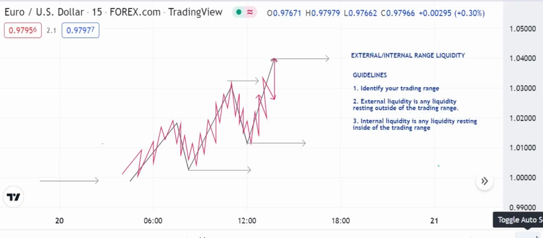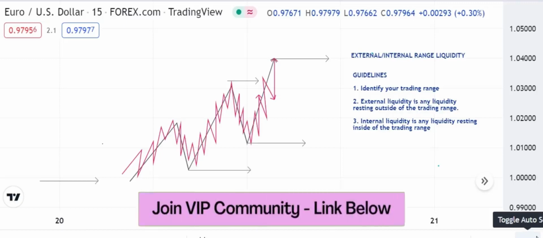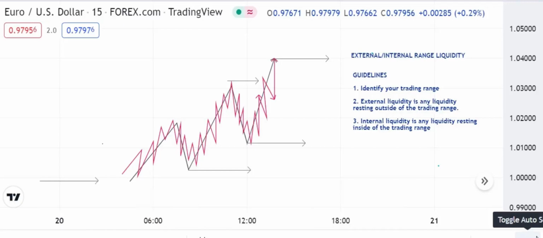Now, in today's video, we want to talk about external and internal range liquidity. Before you talk about external and internal range liquidity, I want you to understand that I'm going to give you 3 guidelines that you'll follow on how to correctly determine your external and internal range liquidity.